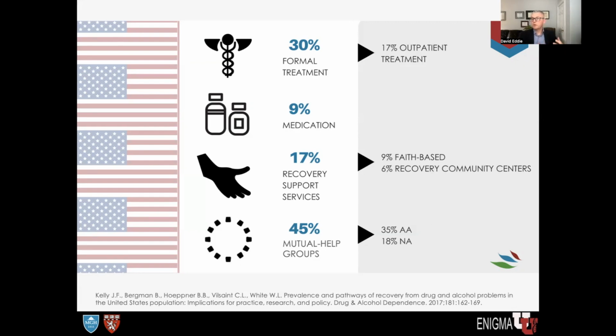And perhaps as more formal treatment opportunities come online, maybe that will shift. But for many, many years, there were very few formal treatment opportunities or options in the United States. If you had a substance use disorder, your best options were AA or NA. Now we have more options, and so you'll probably see that shift a little. But mutual help programs will probably continue to be a very popular pathway for people to achieve recovery.